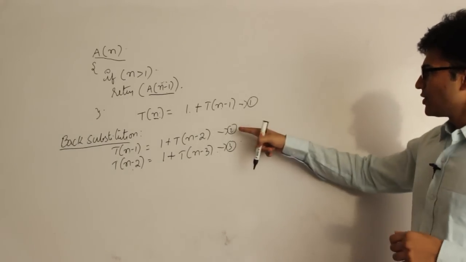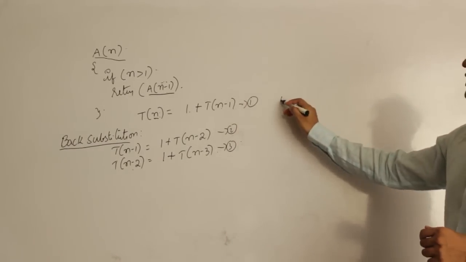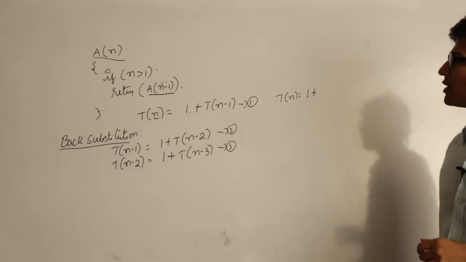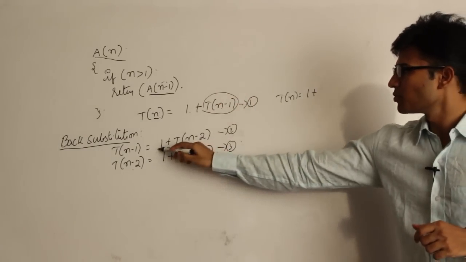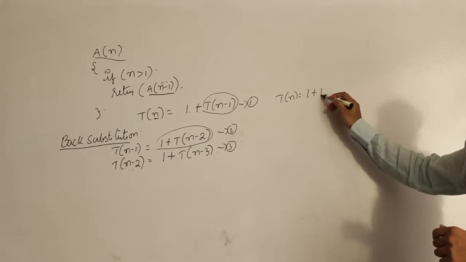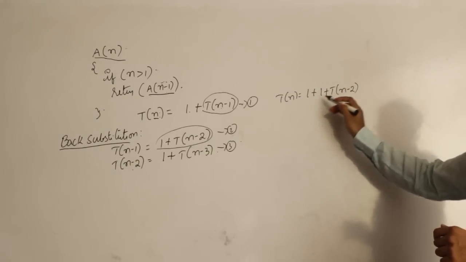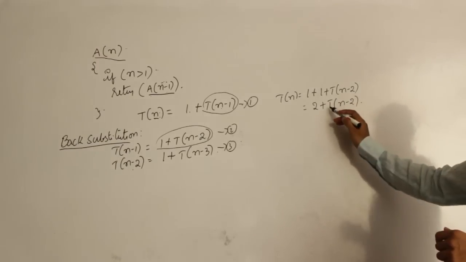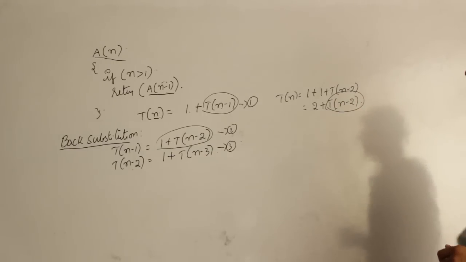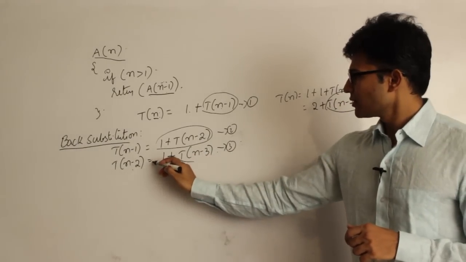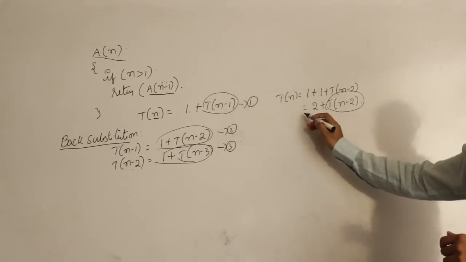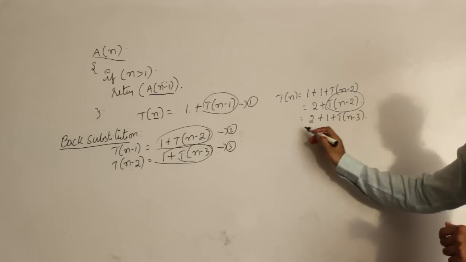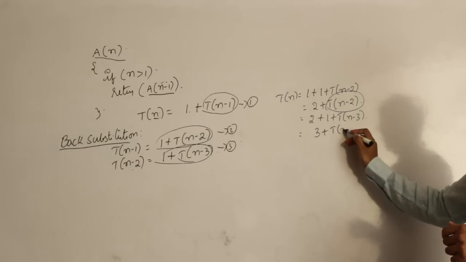Now you substitute equation number 2 in equation number 1. Then what do we get? T of n equal to 1 plus, substituting equation 2 in equation 1, which means in place of T of n minus 1 I put this entire thing, 1 plus T of n minus 2, that equals 2 plus T of n minus 2, right? And now in place of T of n minus 2 I substitute this entire thing. Then what do we get? 2 plus 1 plus T of n minus 3, right? That equals 3 plus T of n minus 3.